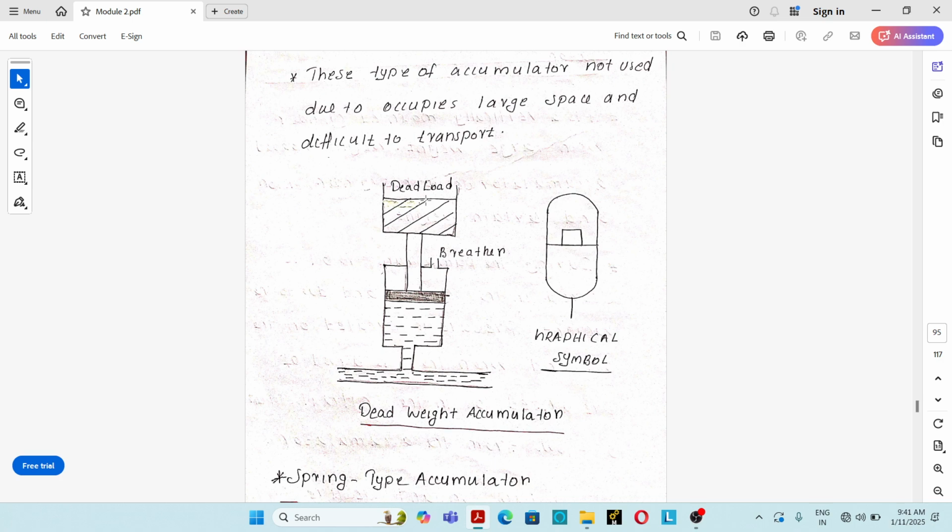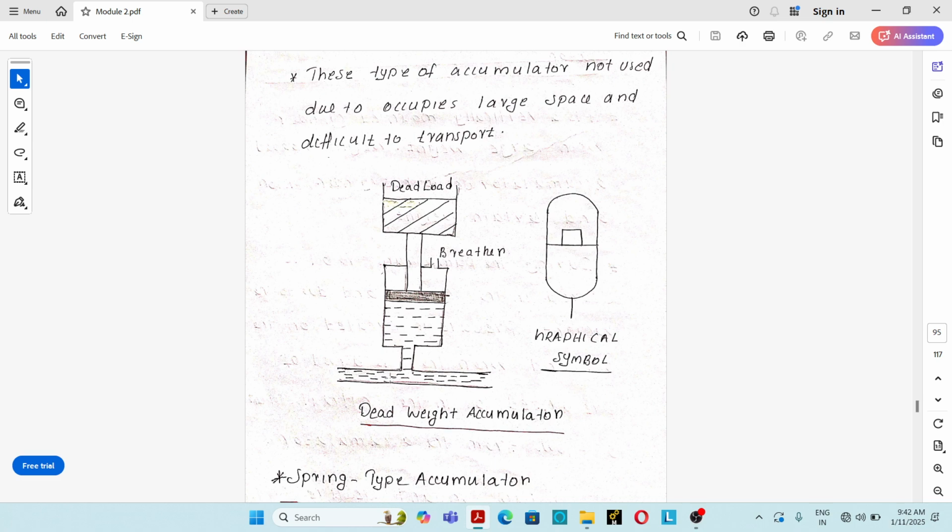The weight loaded or gravity type accumulator, or dead weight accumulator, consists of a vertically mounted cylinder with a piston inside. The piston is connected to a piston rod. At the end of the piston rod there is a dead weight. The hydraulic oil flows into the cylinder. The other end of the piston rod is connected to a dead weight.